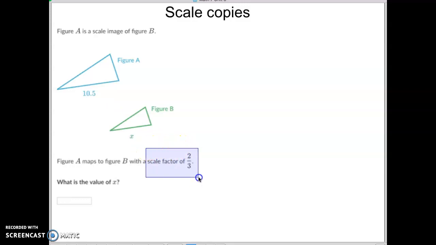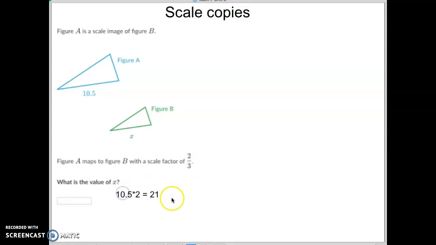If you don't remember how to multiply a number by a fraction, here's how you do it. You take the 10.5 times the numerator, and then whatever that answer is, you divide by the denominator. Again, take the 10.5, multiply by the numerator, and whatever that result is, you divide by the denominator.